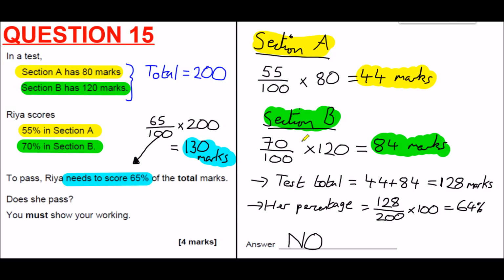But obviously you need to show the working so that you're just proving to the examiner, you're not just guessing if it's a yes or a no. And so this is you working out to prove that actually no, she doesn't pass the test. But hopefully she can have another go.